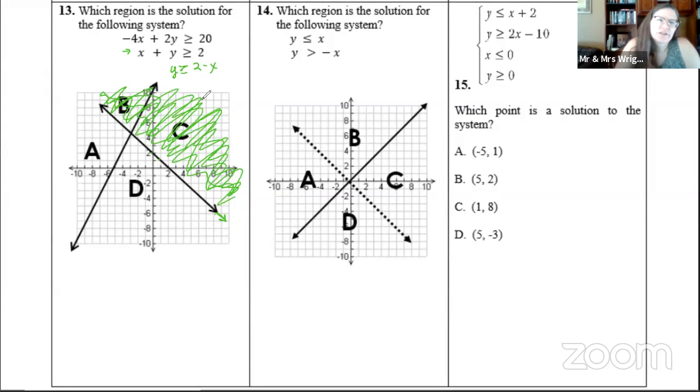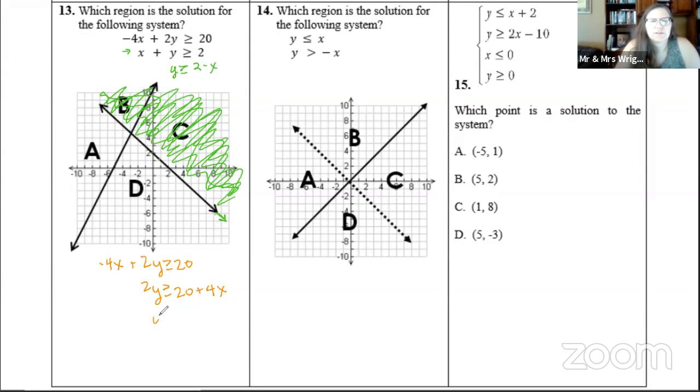So that is what's shaded there. Now, let's look at this other equation here. Let's solve for y on this one. This is -4x plus 2y is greater than or equal to 20. So we're going to have 2y is greater than or equal to 20 plus 4x. It switched sides, so it has to switch signs.